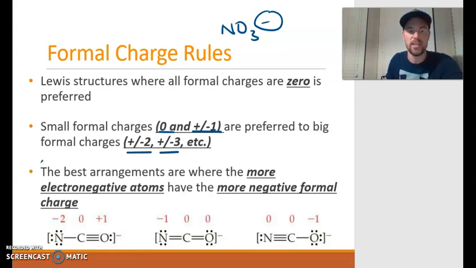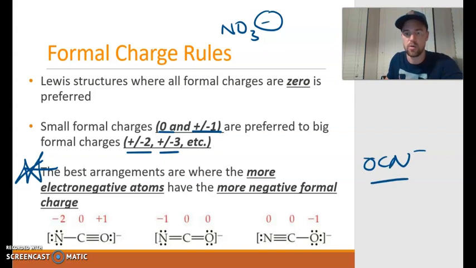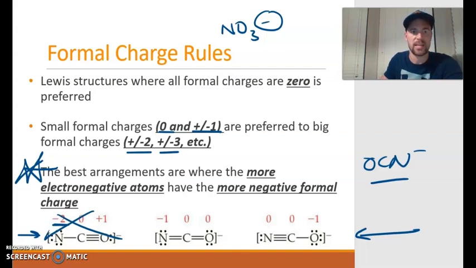And then finally, and this rule often gets forgotten, but it's very important, the best arrangements are where the more electronegative atoms have the more negative formal charge. So if we were to take a look at that OCN molecule that we did in a previous video, I have those Lewis dot structures here. Notice that this first one has a -2 formal charge. That's not the most stable. Now, if I take a look at the second and the third, well, we have a -1 here and we have a -1 here. Those both seem pretty plausible, but one of these drawings is more stable than the other.